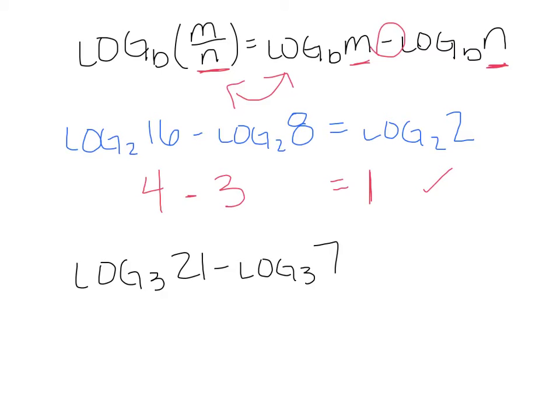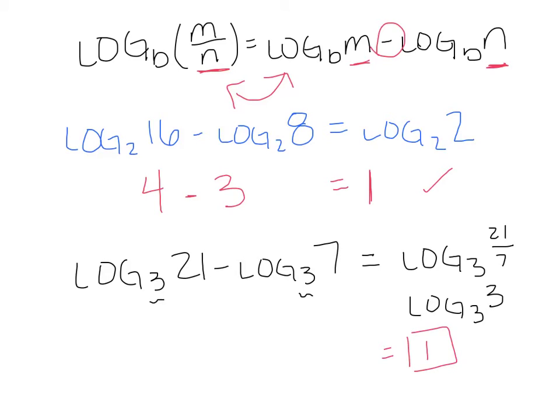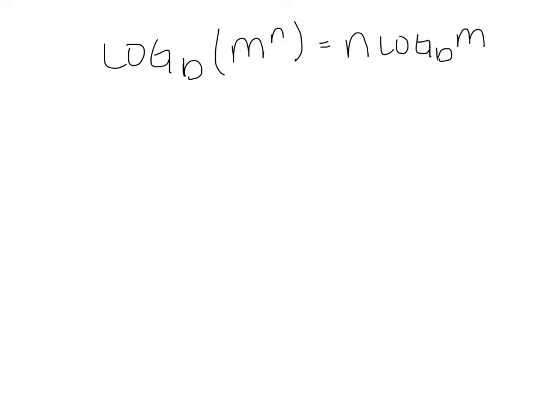However, if we utilize our property, because these have a common base, we can say the log base 3 of 21 over 7. So we could say that we're looking for the log base 3 of 3. Well, what is the power that makes 3 3? It's 1. So we were able to simplify this complex log problem by using the properties to write it in a form that we could evaluate. So this was property number 2.